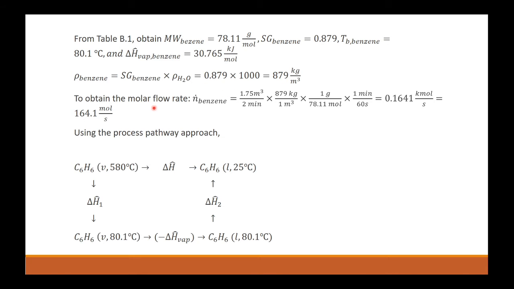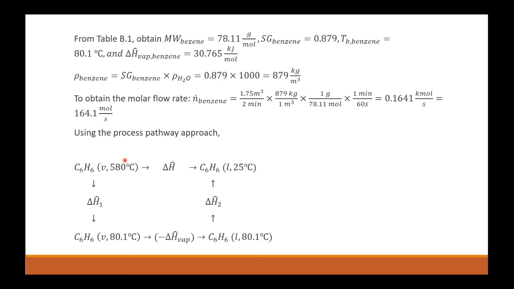So to obtain the molar flow rate, which is the N dot of benzene, because we were given that it is 1.75 meter cubes in 2 minutes, we have to divide it by 2 minutes. This is a flow rate, okay, and multiply by its density, divide by its molar weight, and convert them into seconds. We get 0.1641 kilomole per second, or 164.1 mole per second.